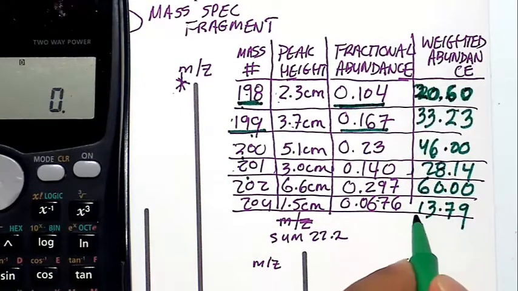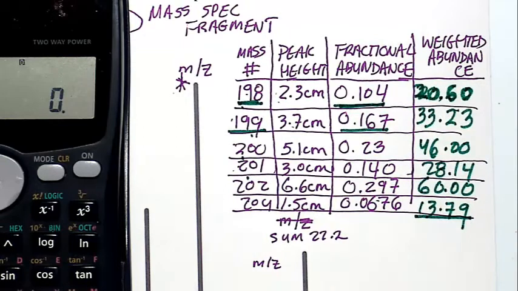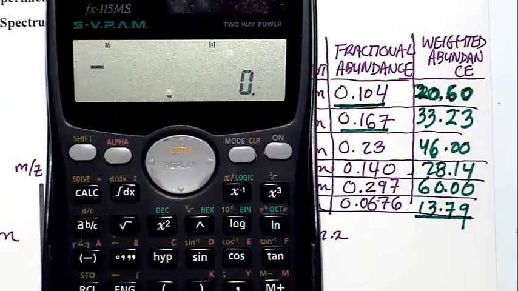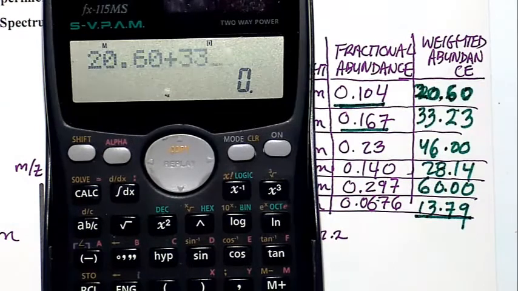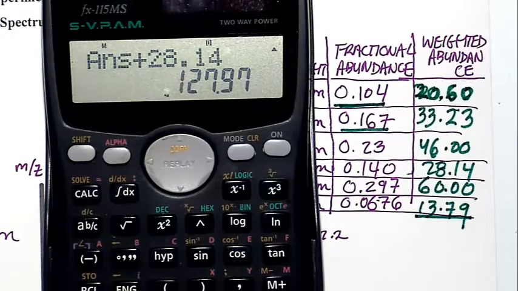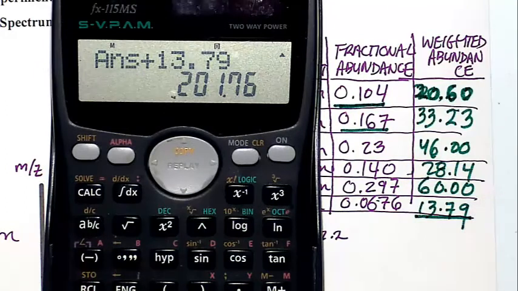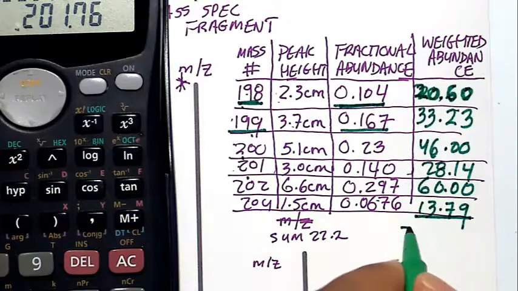And all I have to do now is add these up, because remember, this represents a proportional abundance. By adding this up, I will get the mass of all 6 isotopes of mercury. So the addition of 20.60 plus 33.23 plus 46 plus 28.14 plus 60 plus 13.79 gives me an average atomic weight for mercury in all of its 6 forms, its 6 isotopes, of 201.76 AMU.